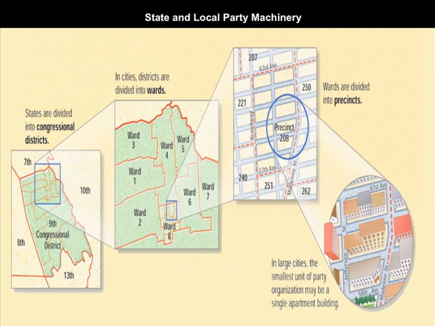State and local party machinery. State and local party organization varies from state to state, but usually follow the general principles below. States are divided into congressional districts. In cities, districts are divided into wards. Wards are divided into precincts. In large cities, the smallest unit of party organization may be a single apartment building.